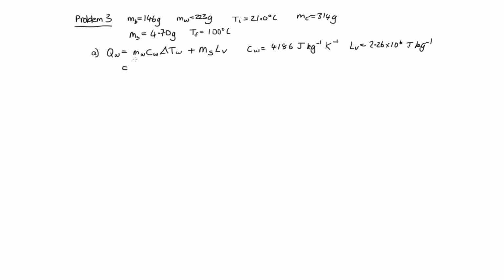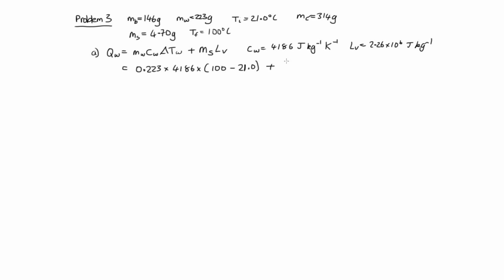Okay, so now we can substitute in, we'll need our masses in kilograms. So the mass of the water is 223 grams, which is 0.223 kilograms, times 4,186, times the change in temperature of the water, which is the final temperature, 100 degrees C, minus the initial temperature, 21 degrees C, plus the latent heat of fusion. So this is, the latent heat.